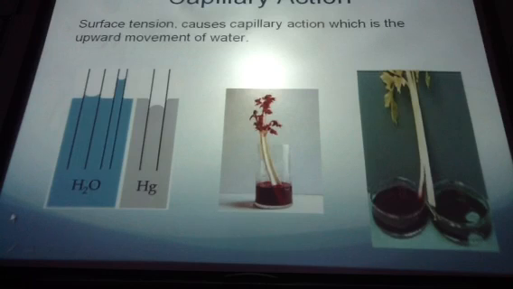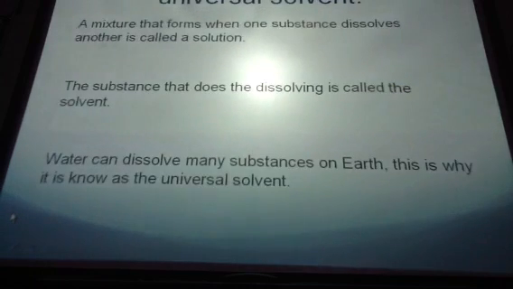Another thing that's caused by surface tension is called capillary action. Surface tension causes capillary action, which is the upward movement of water. So water resists gravity to move upward, and that's how trees and plants are able to get water to the top and their top leaves.